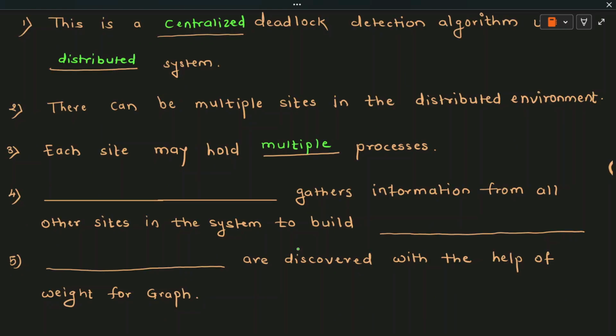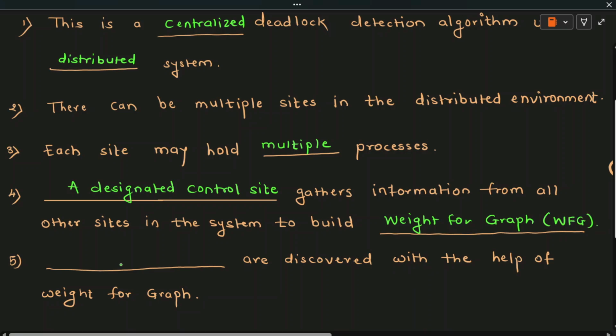There will be a designated control site that will gather information from all the other sites to build a wait-for graph, which is also known as WFG. Normally a WFG is a graph in which the relationship between processes and resources is shown. With the help of the WFG, it is easier to find deadlocks in the system. So deadlocks are discovered with the help of these wait-for graphs.